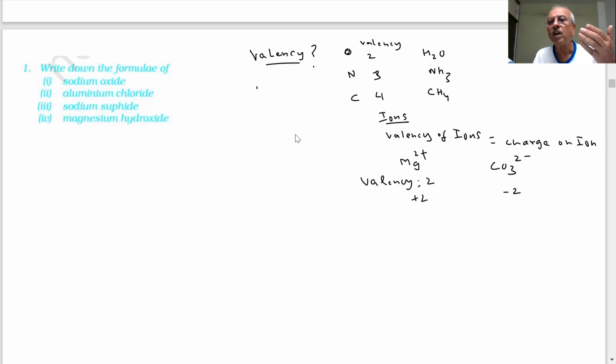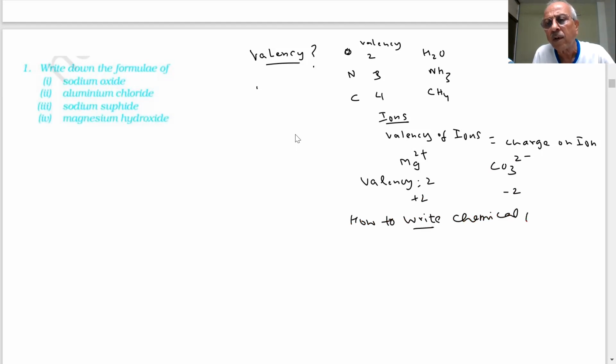We have shown you the radicals, acidic and basic radicals. We have shown you the charge on the cations and the charge on the anions. What was the purpose of that? The purpose was that we should be able to write the chemical formula of the compound. The most important point in chemistry, students: how to write the chemical formula of the compound.